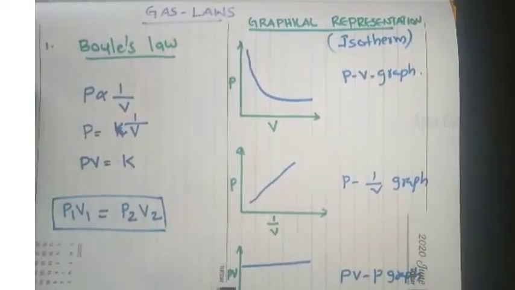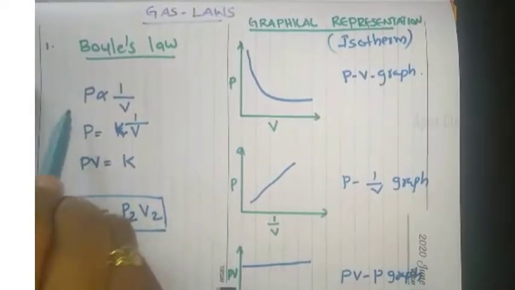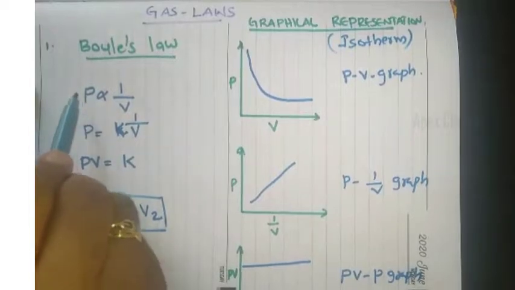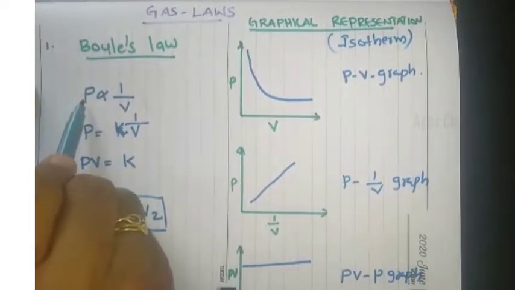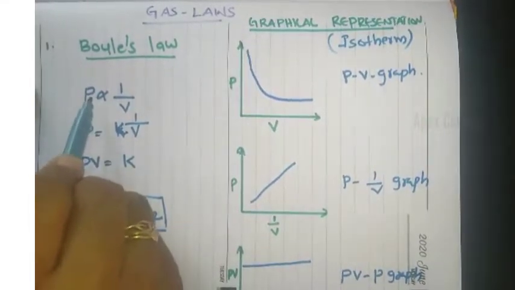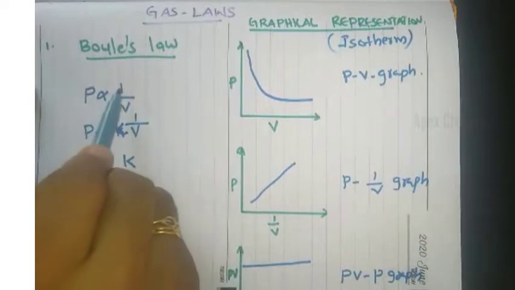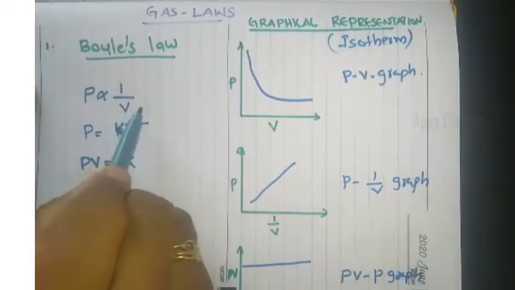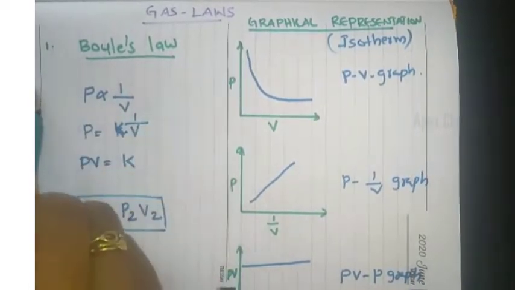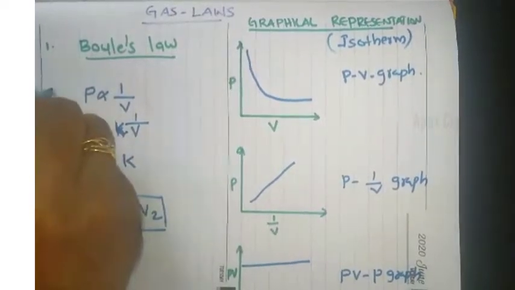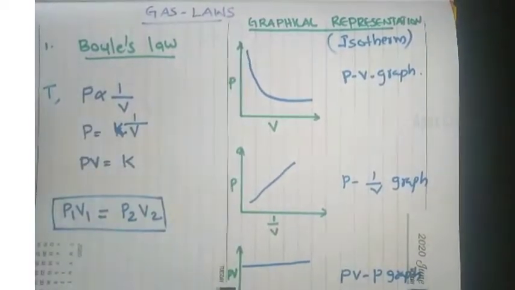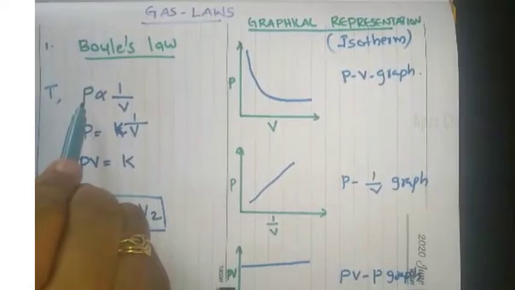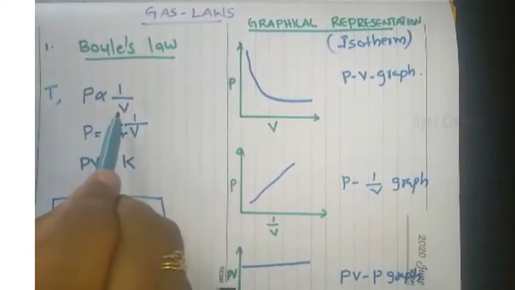Then the first law, Boyle's law. According to Boyle's law, the pressure of a fixed amount of a gas is inversely proportional to volume at a constant temperature. That is, at constant temperature, the pressure of a fixed amount of a gas is inversely proportional to volume.